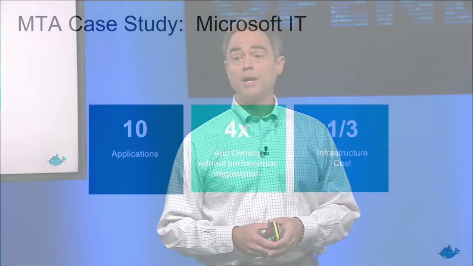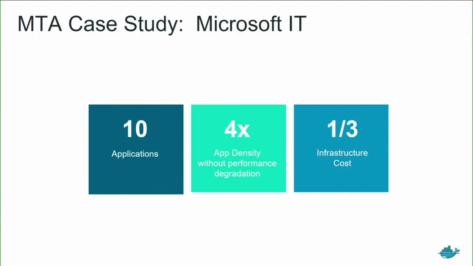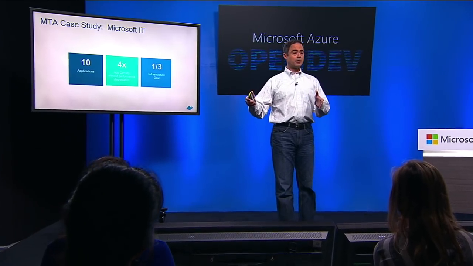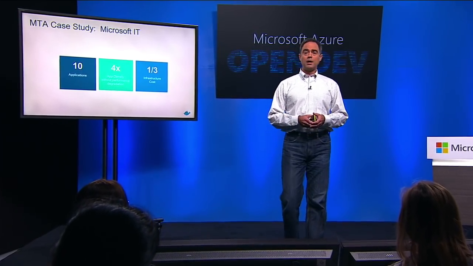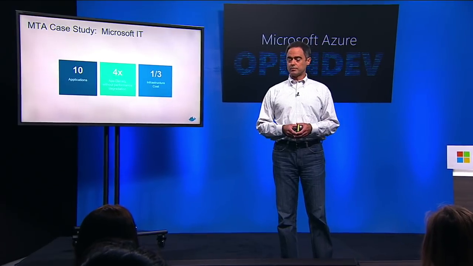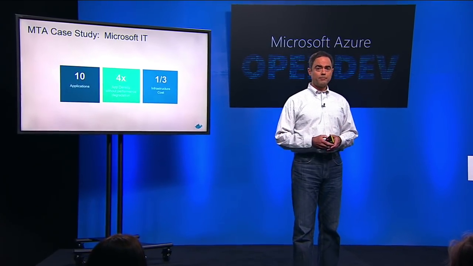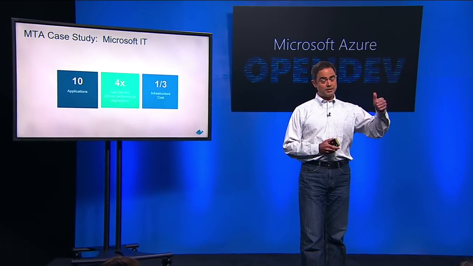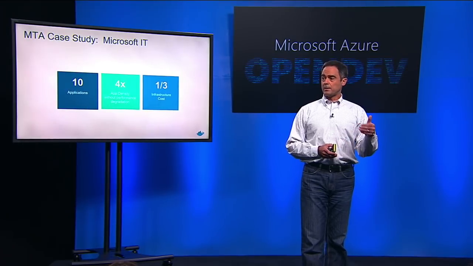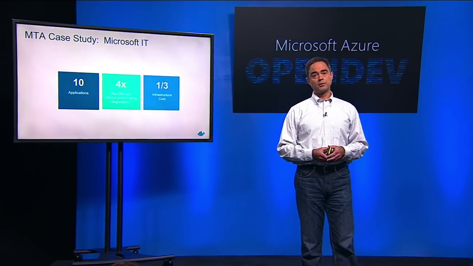Another public reference is Microsoft's own IT organization. This is a .NET Windows application that was built on Windows Server 2003. And we were able to, again within 5 days, come in and modernize 10 applications, containerize those applications, and put them on Azure under Docker Enterprise Edition management. And you can see the pretty stunning benefits here. We were able to maintain the performance and the scalability, while increasing the app density by 4x and reducing the infrastructure cost by 1/3.